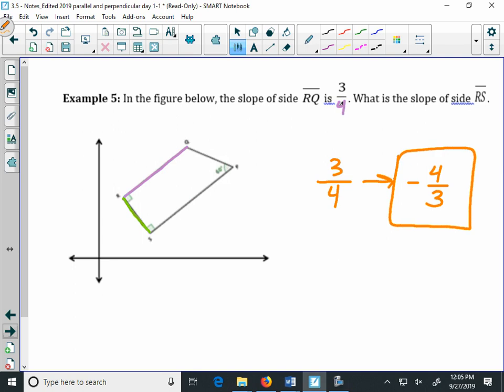Let's say, just for fun, RQ and SP are parallel. So if RQ is 3/4, what's the slope of SP? 3/4. Parallel lines have the same slope. Questions over that? No? Okay.